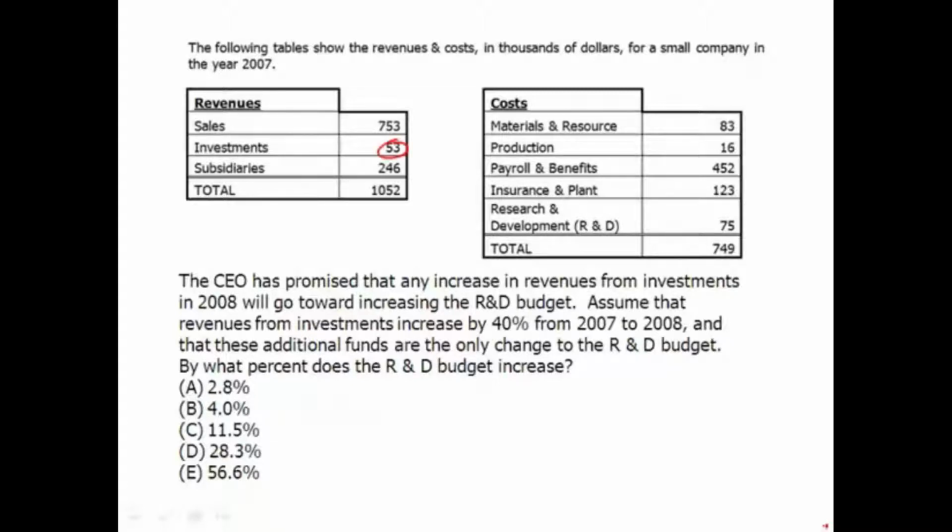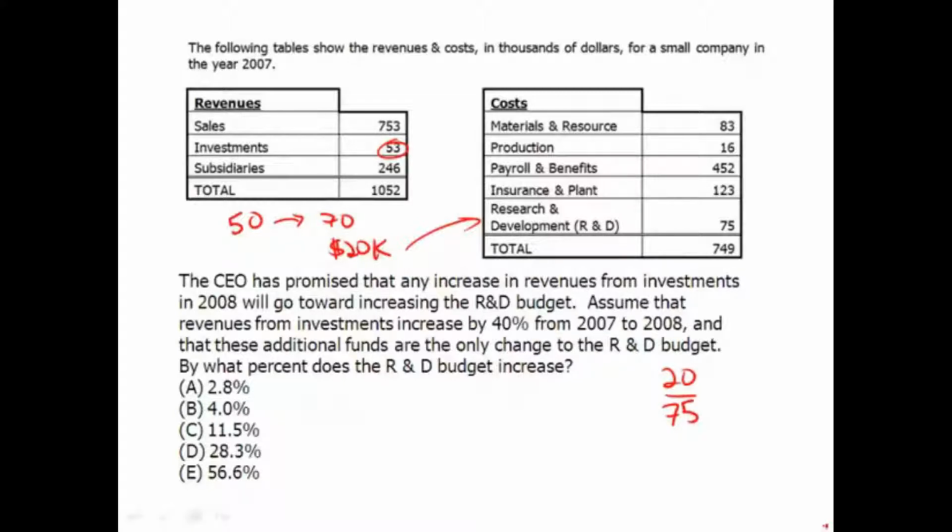So we're saying that these revenues, $53,000, increased by 40% from 2007 to 2008. I'm just going to approximate that as 50. 10% of 50 is 5, 20% of 50 is 10, so 40% of 50 is 20. So it goes from 50 to 70, and this additional $20,000 goes into R&D. That $20,000 is an increase of what percent? In other words, what is the percent of 20 over 75?